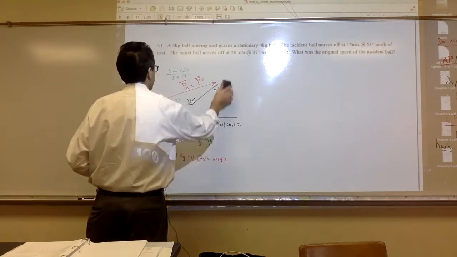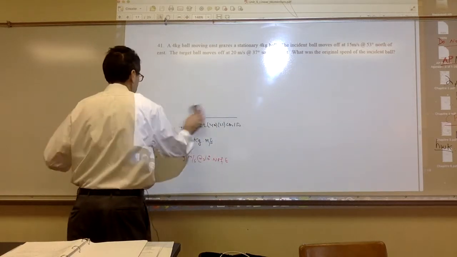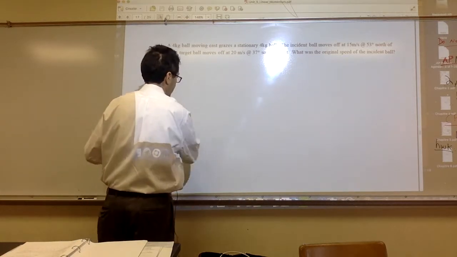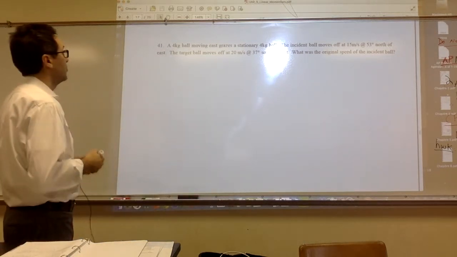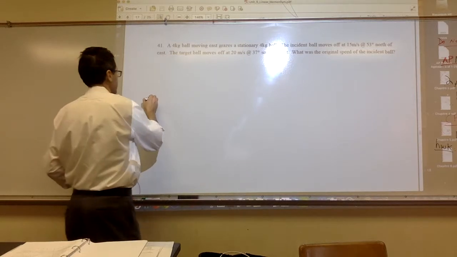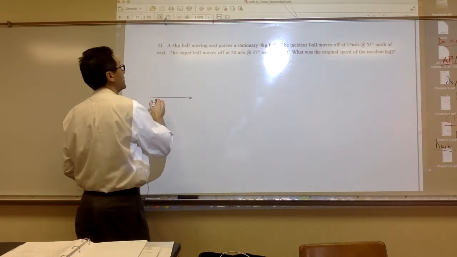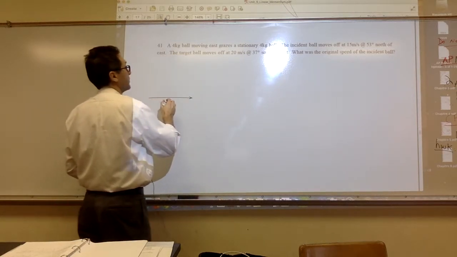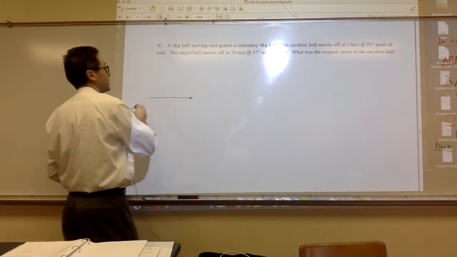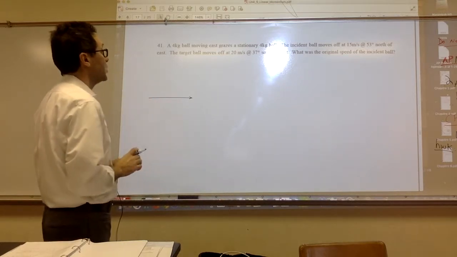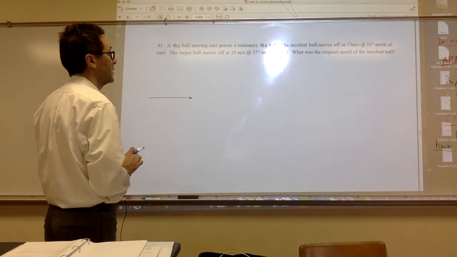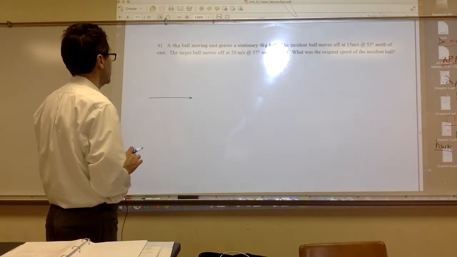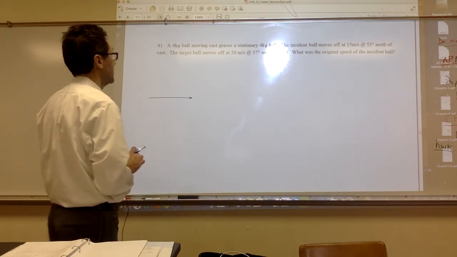All right, let's look at number 41. A 4-kilogram ball moving east. Okay, so we don't know the momentum of it. It grazes a stationary 4-kilogram ball. The incident ball moves off at 15 meters per second at 53 degrees north of east. The target ball moves out. Okay, so here it is.